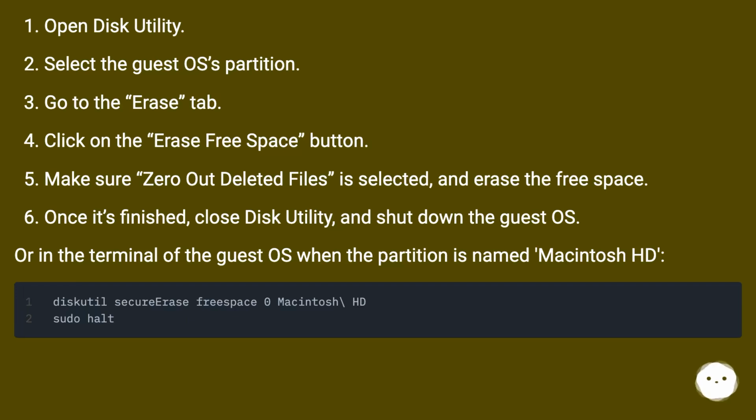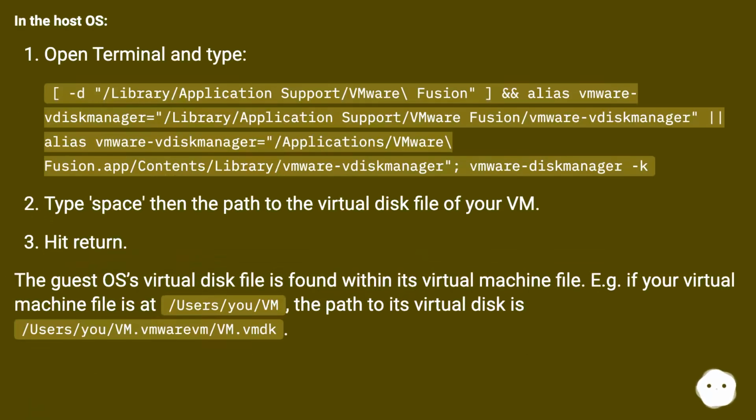Or in the terminal of the guest OS when the partition is named Macintosh HD. In the host OS, open Terminal and type the following: alias vmware-vdiskmanager=/Library/Application Support/VMware Fusion/vmware-vdiskmanager. Then vmware-vdiskmanager -k. Type space then the path to the virtual disk file of your VM. Hit return. The guest OS's virtual disk file is found within its virtual machine file.